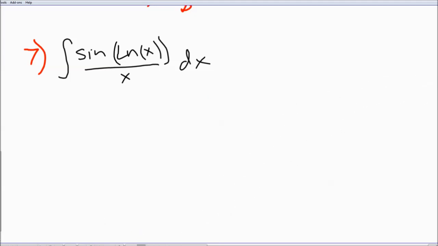So let's do that. I want to pick a little bit less. That was too much of a value, and I don't mean too large numerically, but I mean there was too much complexity in the u. So I'm going to try something a little bit less. I'm going to try natural log of x.